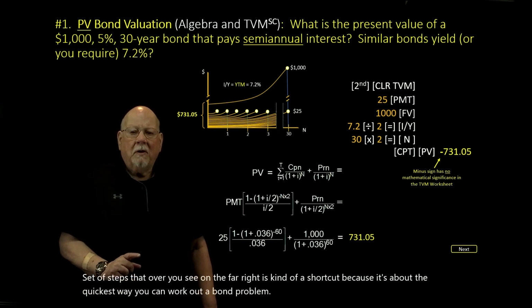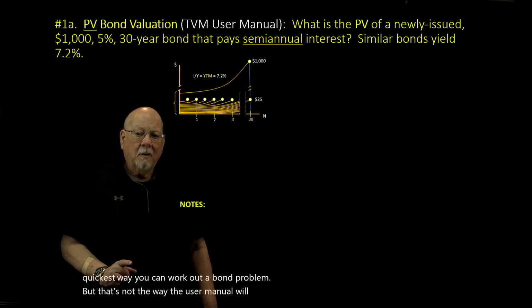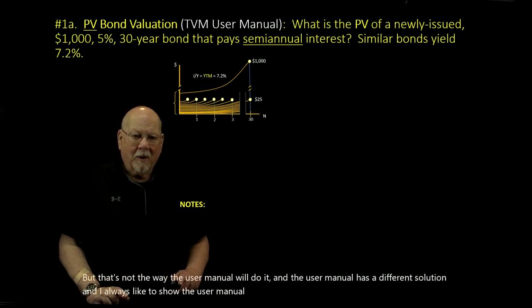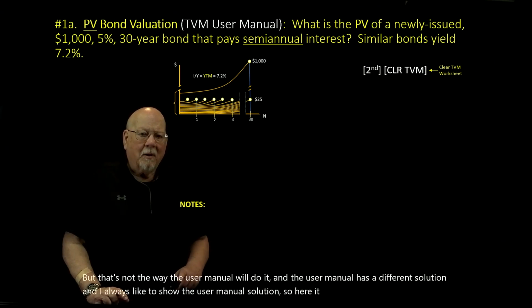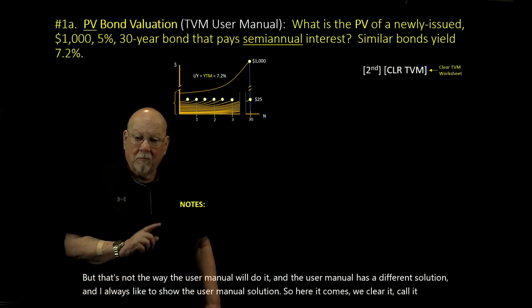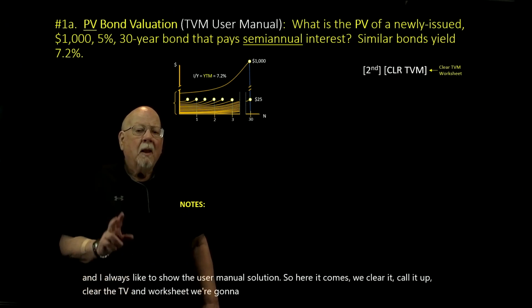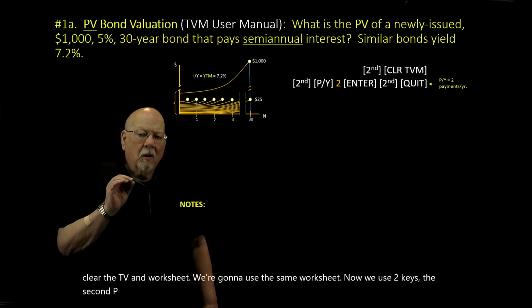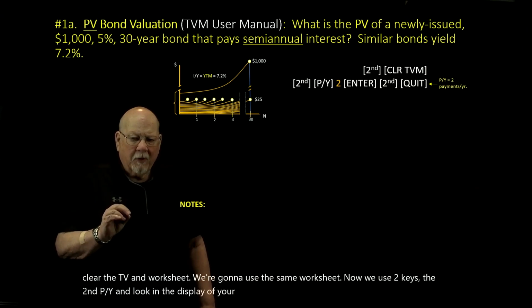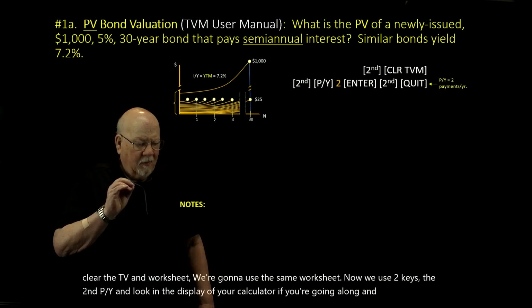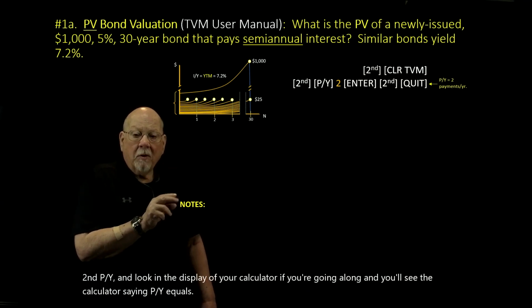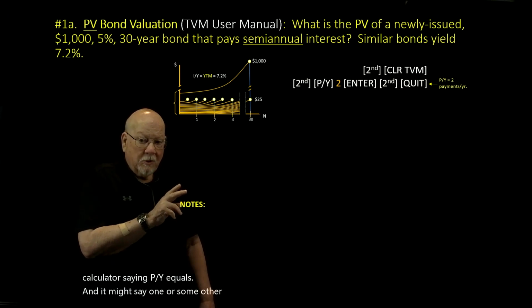But that's not the way the user manual will do it. And the user manual has a different solution. And I always like to show the user manual solution, so here it comes. We clear it, call it up, clear the TVM worksheet. We're going to use the same worksheet. Now we use 2 keys, the second P/Y, and look in the display of your calculator if you're going along, and you'll see the calculator saying P/Y equals, and it might say 1 or some other number. You're going to change it to 2.